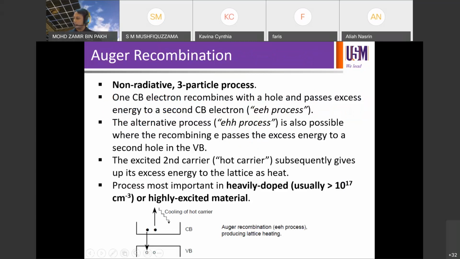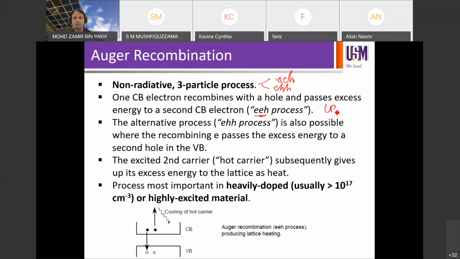Right, the third one is called Auger recombination. So remember, it's a three-particle process, also non-radiative. So it can be an EEH process, or can also be an EHH process. So you can either have two electrons in the conduction band and one hole in the valence band, or two holes in the valence band and one electron in the conduction band, right? So it can be either one. So one conduction band electron recombines with a hole and passes the excess energy to the second electron in the conduction band. Then this is called EEH process, right?